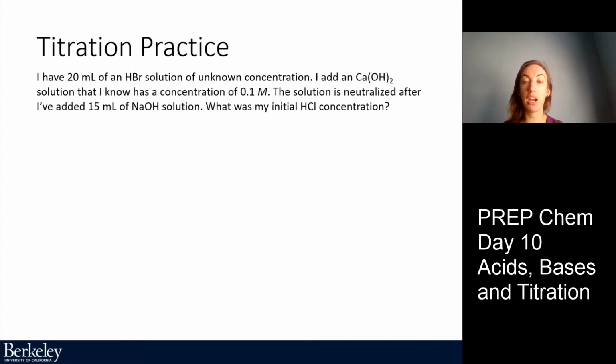So the example I want you to practice with in your groups is a very similar concept. I have 20 milliliters of an HBr solution of unknown concentration. I add calcium hydroxide, Ca(OH)2, and I know that the solution I'm adding has a concentration of 0.1 molar. The solution is neutralized after I've added 15 milliliters of that. That should say Ca(OH)2, sorry, that's a typo. So I've added 15 milliliters of my Ca(OH)2 solution. What was my initial HCl concentration?